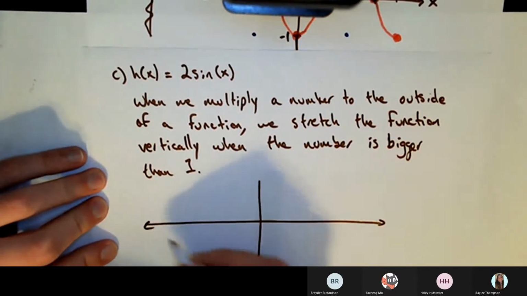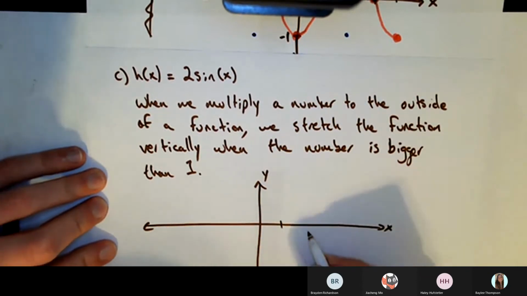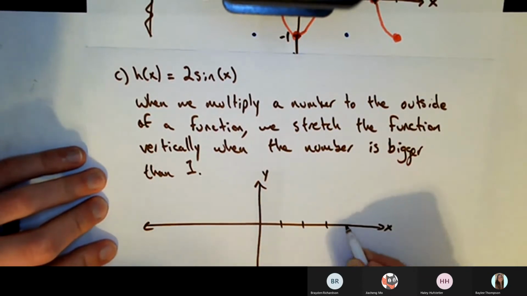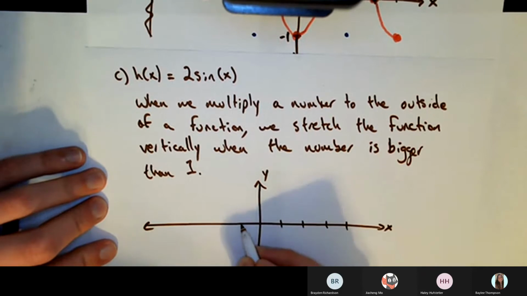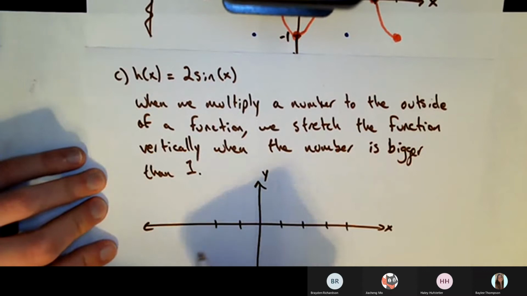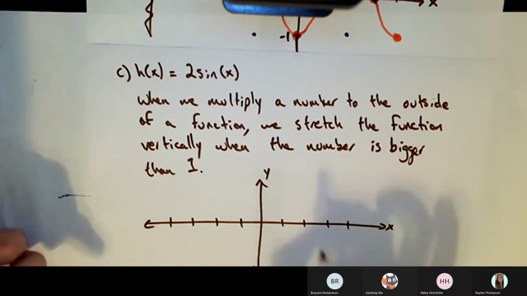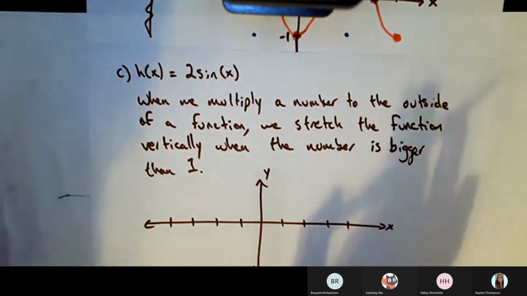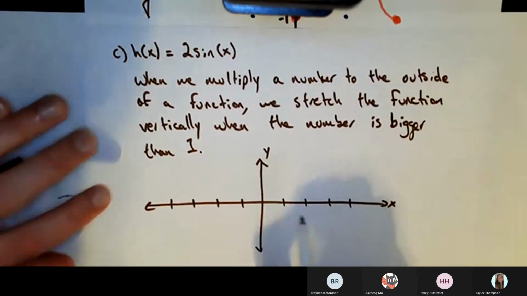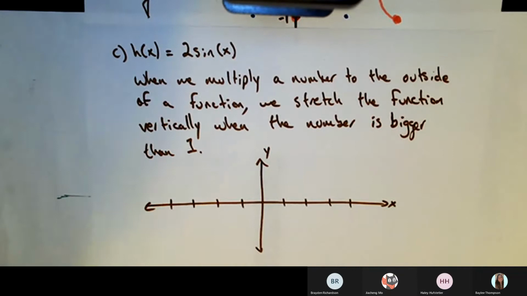Again, these input values are going to still be pi on 2, pi, 3 pi on 2, 2 pi, and then I'll go a full period in reverse, so negative pi on 2, negative pi, negative 3 pi on 2, negative 2 pi. So these are each half multiples of pi. I'm not labeling them because it just makes the graph look rough, but just remember they are half multiples of pi.